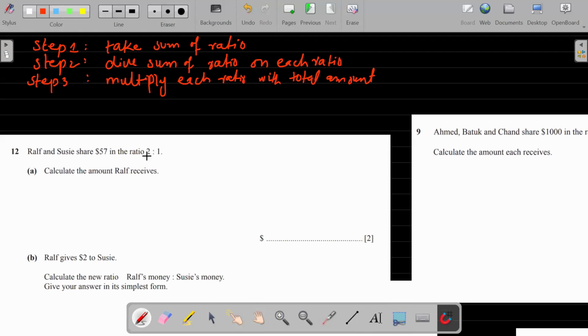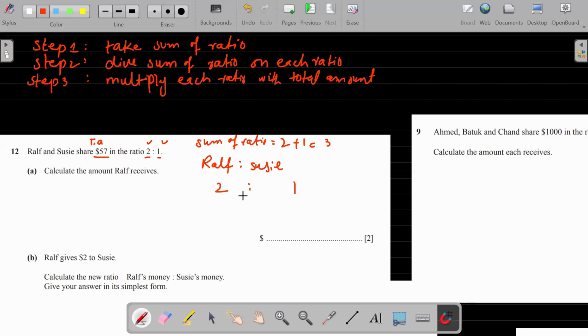Rule number one. First, we are going to take the sum of the ratios. These are the two ratios. It says that Ralph and Susie share $57 in this ratio. Calculate the amount Ralph receives. So that is the total amount, and this one is the ratio. So what are we going to do? We are going to take the sum of ratios first. According to step number one, the sum of ratios will be 2 plus 1, 3. So the sum of ratio is 3. Now I'm going to write the ratios. Ralph to Susie is 2 ratio 1.